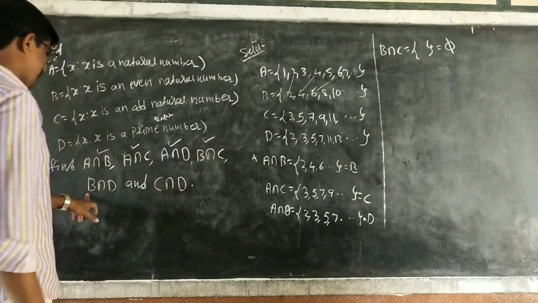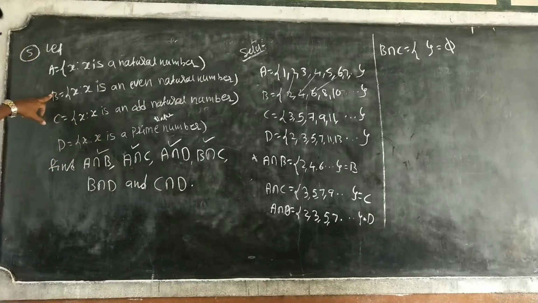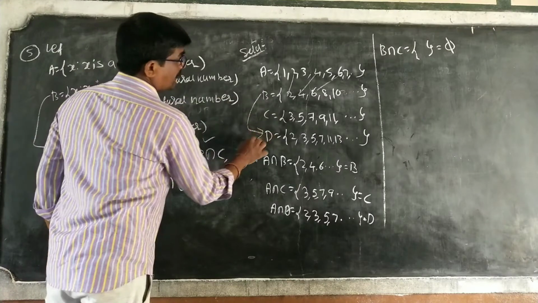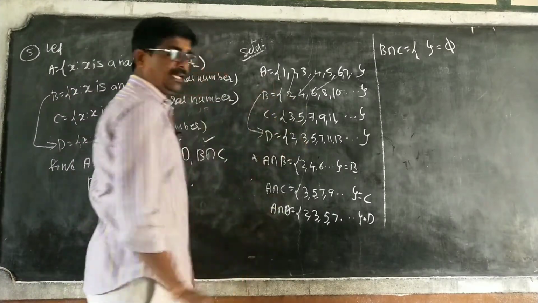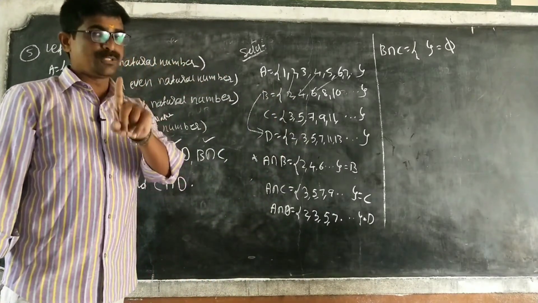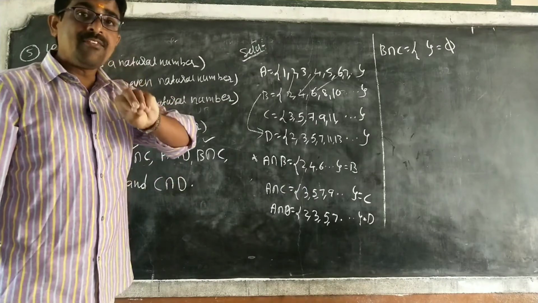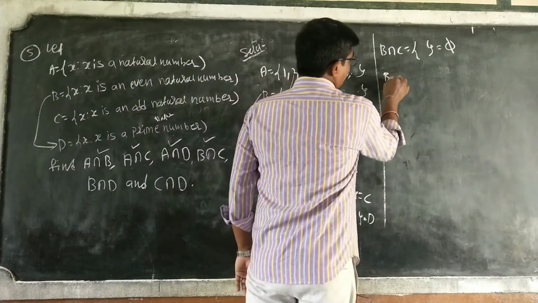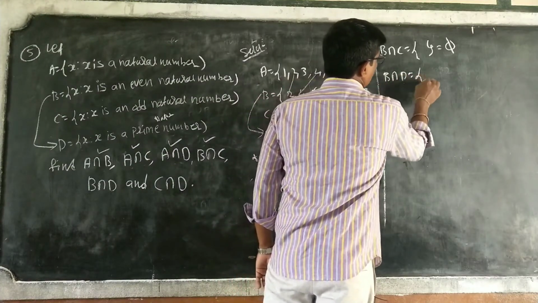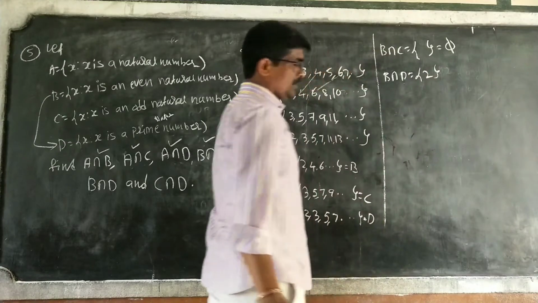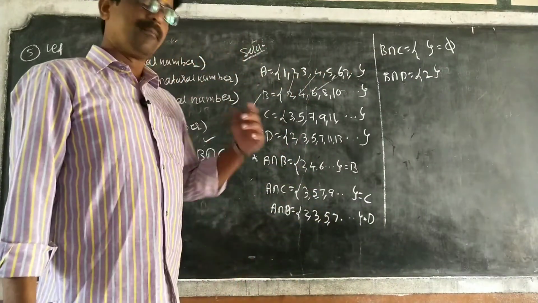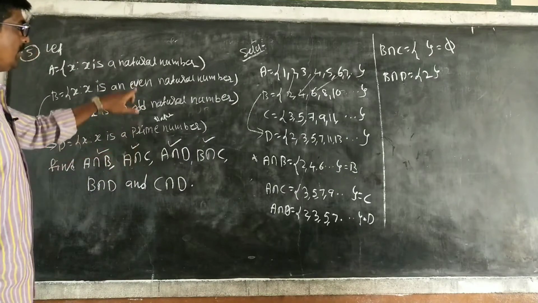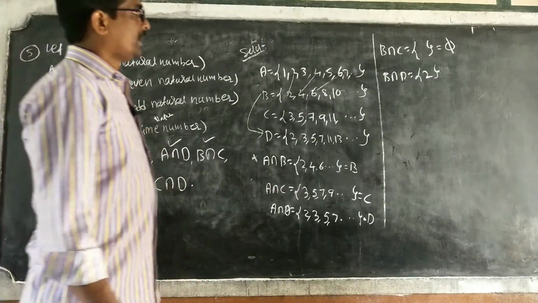Next, we are finding B intersection D. In this, which is common? Only 2 is common, because 2 is the only even prime number. Therefore, B intersection D is equal to {2}. What we have to find? We want an even number that is a prime number, and that is possible only for 2. Next, what we have to find?